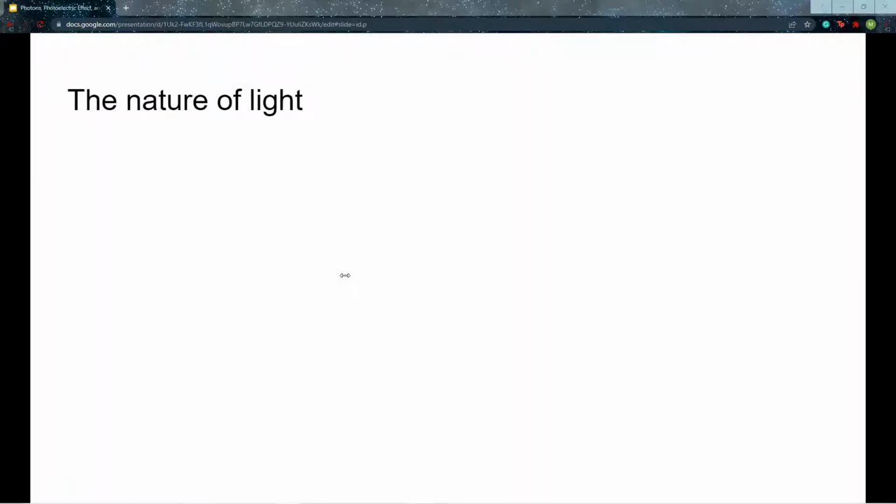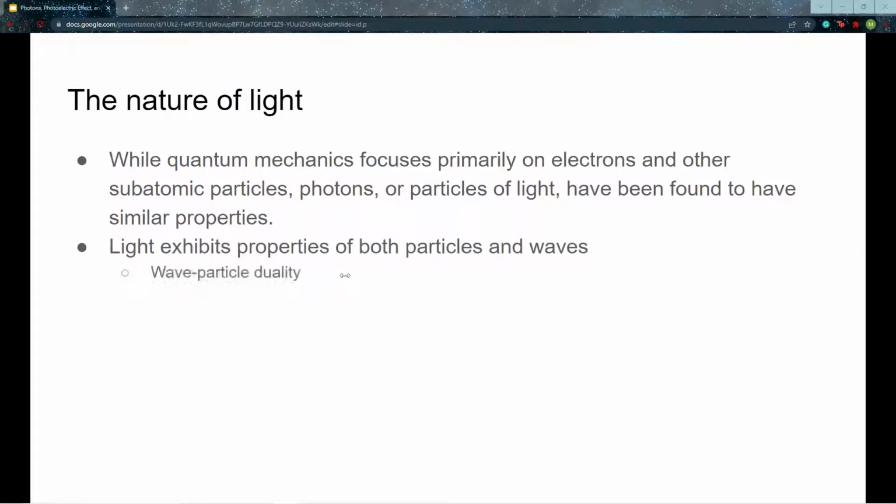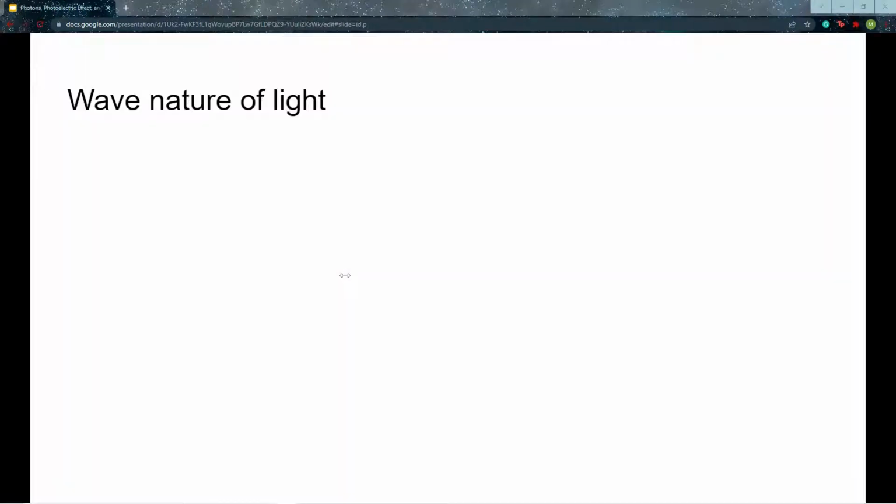So let's leave the confusing stuff behind for a little bit and talk about light. While quantum mechanics focuses primarily on electrons and other subatomic particles, it also applies to light. Light actually exhibits properties of both particles and waves, earning what we call wave-particle duality. Let's start with the wave nature of light. First, let's establish what light really is.